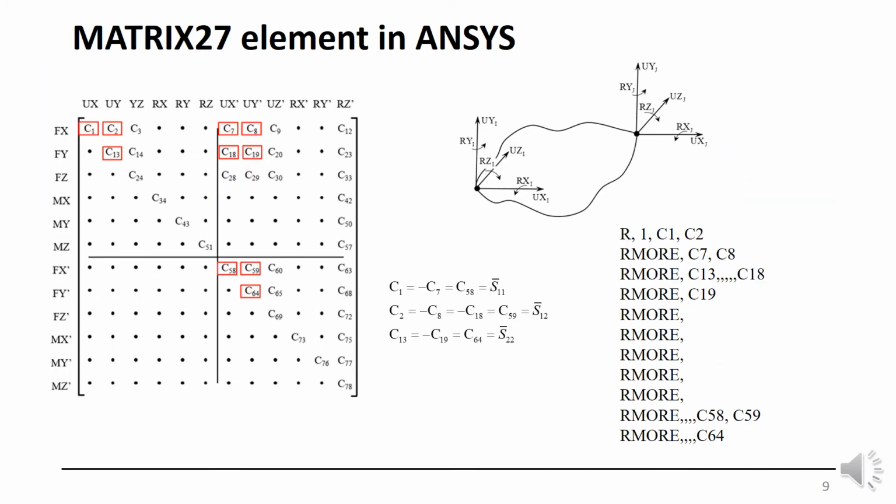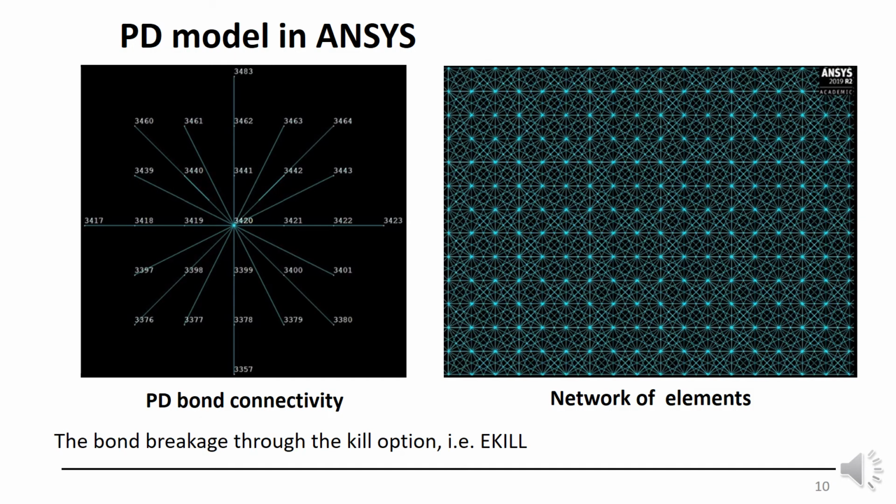So we implement everything into ANSYS through the use of MATRIX27 elements. Basically for two-dimensional analysis, we have UX, UY components associated with this node here, and at the other node, we have UX prime and UY prime. So we specify these coefficients that you have in MATRIX27 through real constants. S11 bar, S12 bar, and S22 bar I already showed you from the previous slide. So the bond connectivity is shown here. For example, this is an ANSYS screenshot, and the network of elements is shown here. Bond breakage is achieved through the kill option.